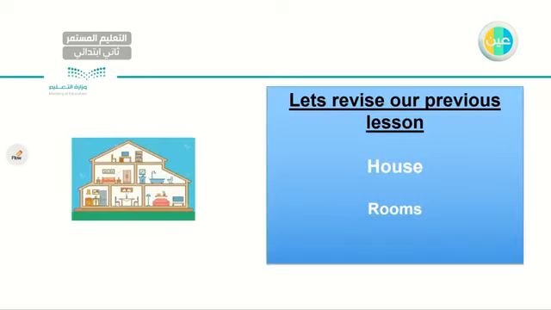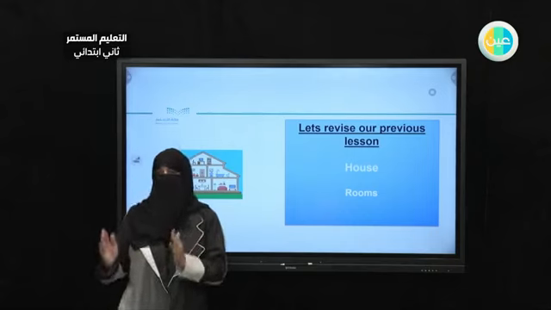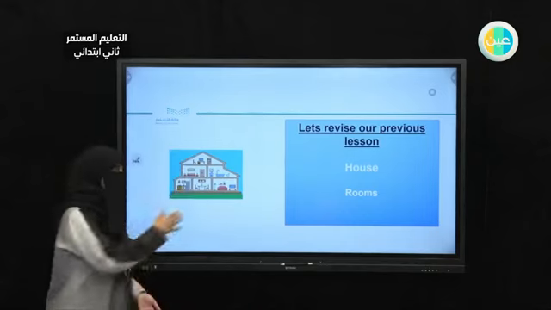Bismillah. Let's try to revise what we've learned in the previous lesson. In the previous lesson, we were remembering and introducing parts of the house, rooms in the house, like a living room, a dining room, bedroom, bathroom, and we connected them with some actions, some ing verbs, like my dad is reading in the living room. My mom is cooking in the kitchen. My sister is sleeping in the bedroom, and so on.